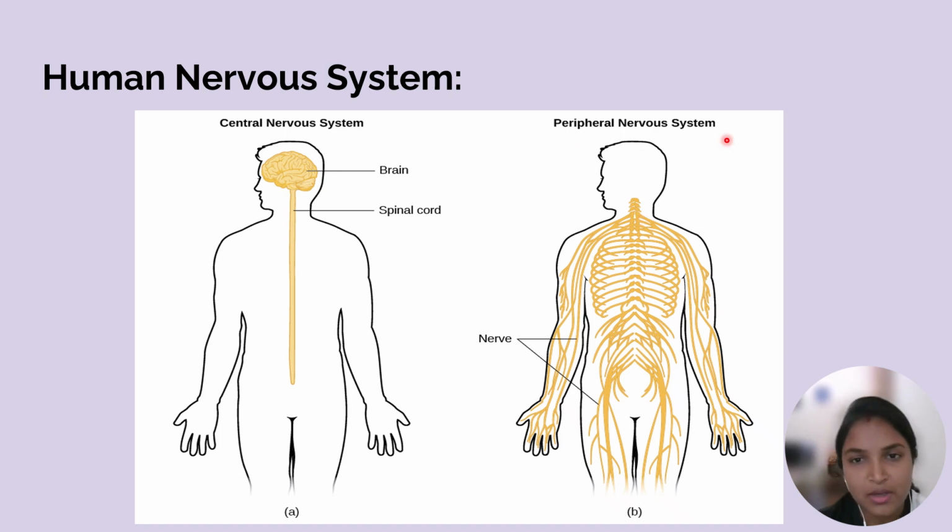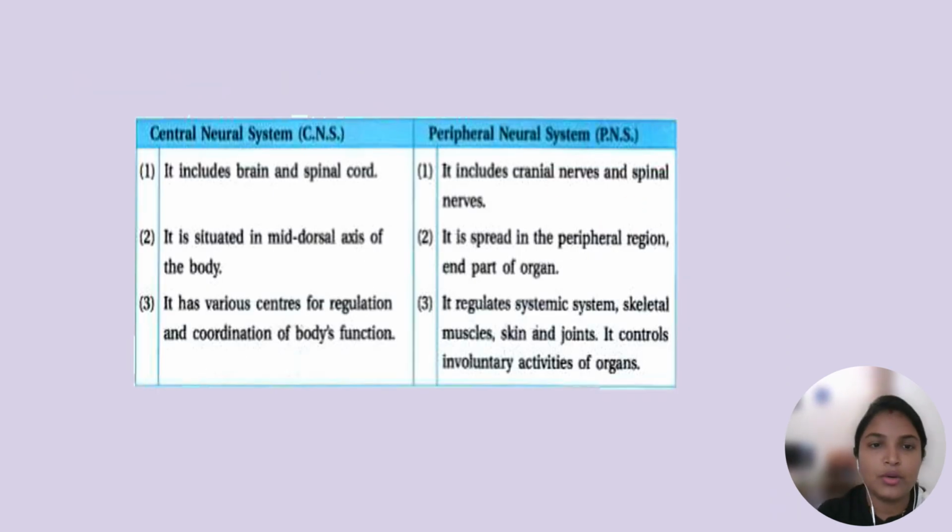Now, the peripheral nervous system: the nerves that arise from the brain and the spinal cord. Peripheral means towards the periphery, away from the center. These nerves go to each and every part of the body, each and every periphery, and they come under the peripheral nervous system.